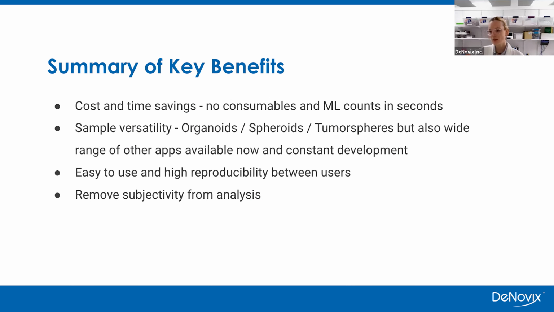So a summary of the key benefits before we hop on over to our demo. You have the ability to save cost and time since there are no consumables, and you will get machine learning counts in seconds. We have sample versatility, so we have organoids, spheroids, tumor spheres, and structures alike. But we also have a wide range of other apps available now, and we're in constant development, so we always want to know what you would like to see next.